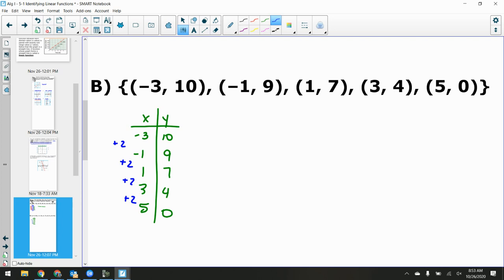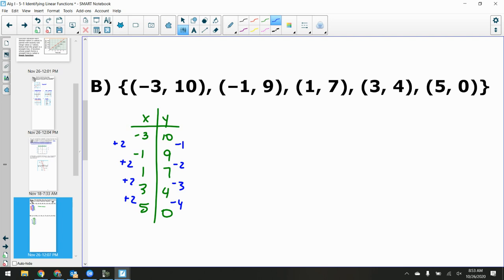Now, are my Y's constant? No. I go down 1, down 2, down 3, down 4. See now, Carson, when you said you have to see a pattern, some people might say to me, I see a pattern in the Y values, which is true. You do see a pattern, but it's not a constant pattern.